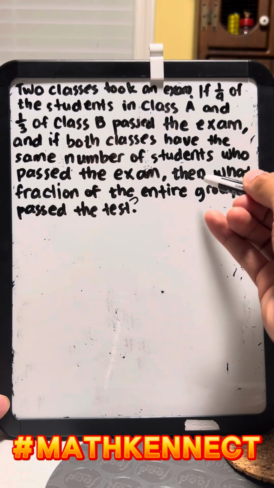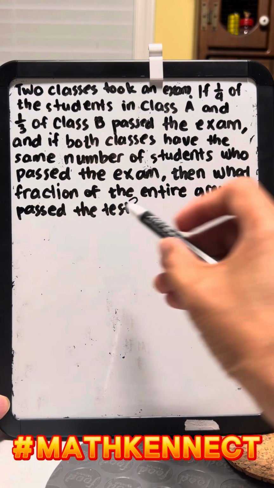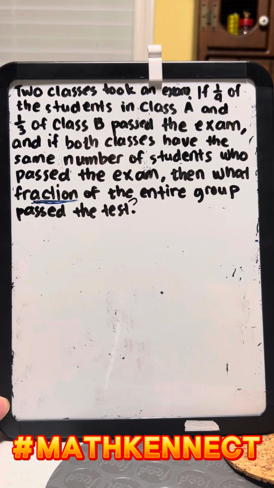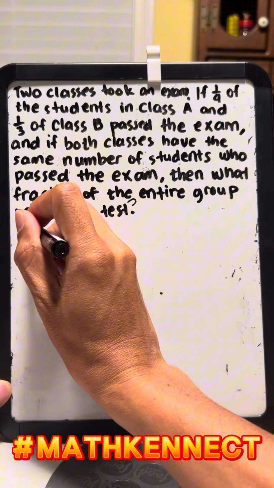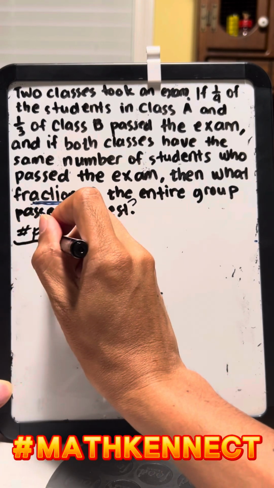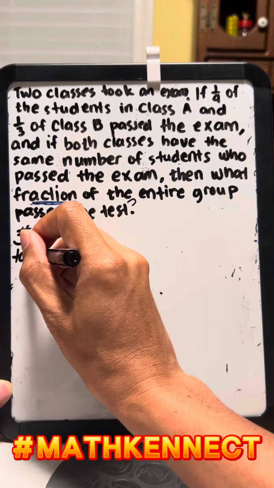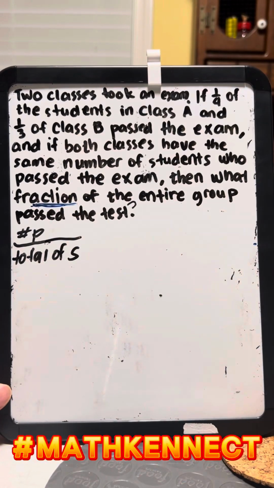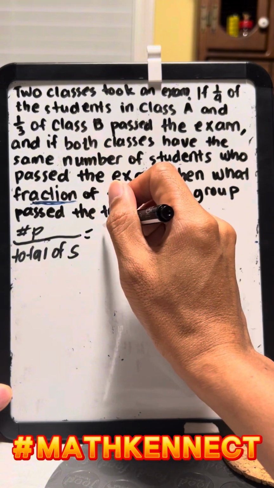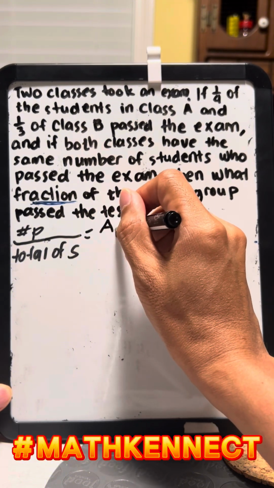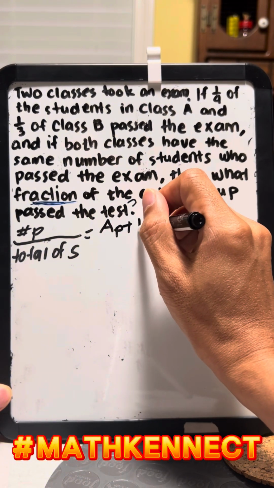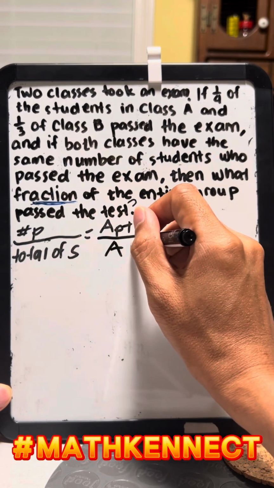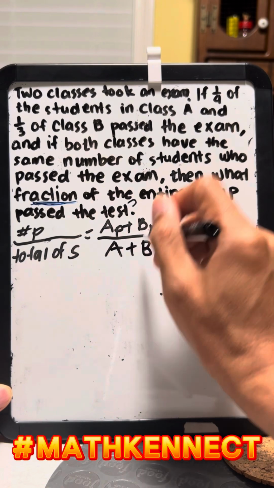The question says, then what fraction of the entire group passed the test? That means that our answer should be in fraction form. So how to get the fraction of the number of passers? Number of passers over the total number of students who took the exam. The number of passers, that would be passers in class A and the number of passers in class B, over the number of students in class A plus the number of students in class B.